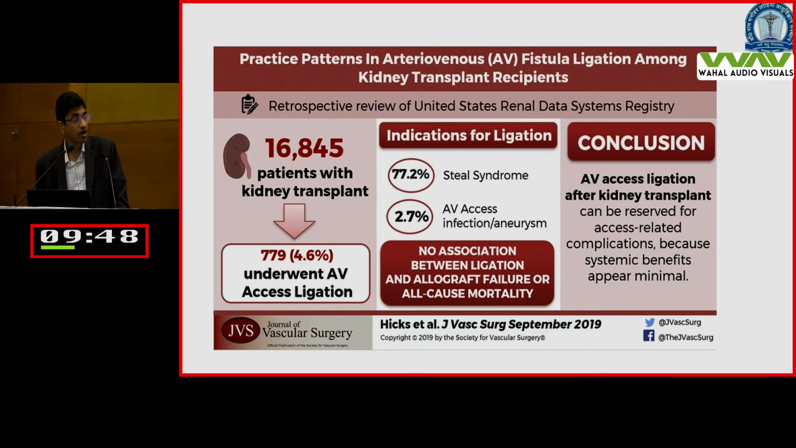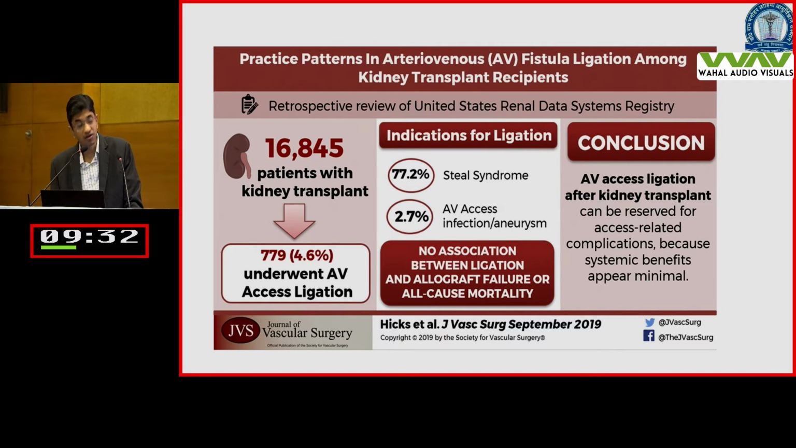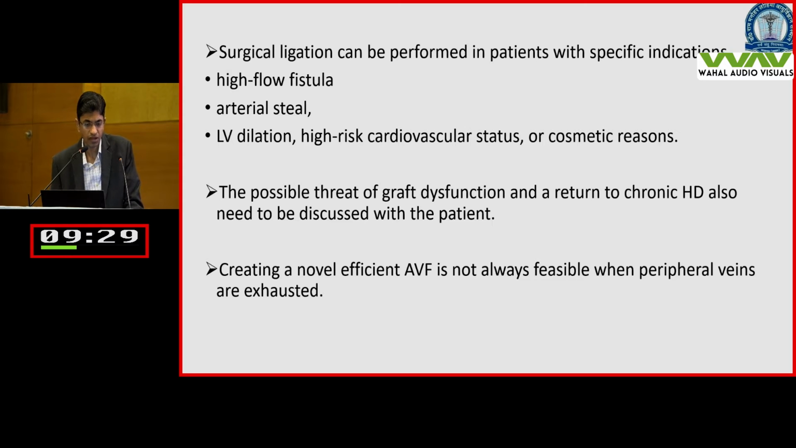One of the studies looked into the factors which led to closure of fistula, and they reported that steal syndrome was the most common entity responsible for late ligation of the fistula, followed by aneurysm and cosmetic reasons. So if we club all these studies together, what do we make out? Surgical ligation can be attempted in special indications, if you have a high-flow fistula, more than 1.5 liters per minute.